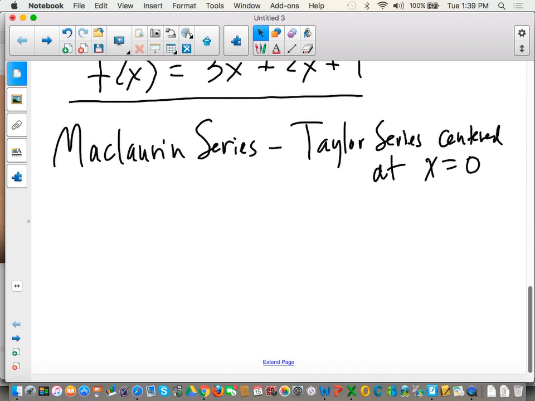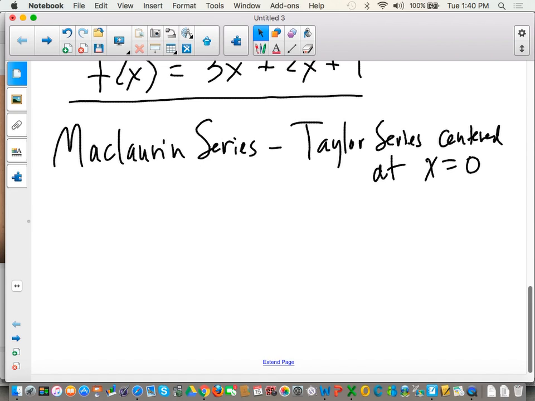The strange thing is, you need to know them both by name. If they say on your AP test, find the Taylor series centered at 5, you know what to do. If they say find the Maclaurin series, they don't have to tell you the center. That just means the Taylor series centered at 0. I know it can be confusing, but Taylor's covers all of them. Maclaurin is the exact same thing, just telling you the center is 0. You'll notice on the test that they won't tell you the center.